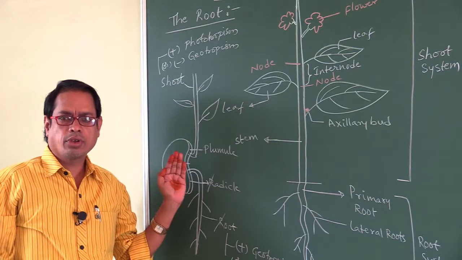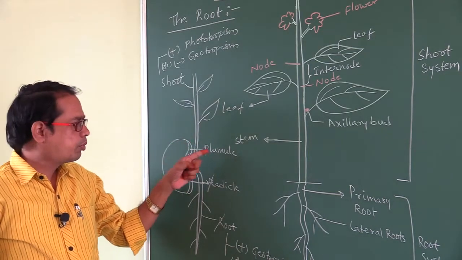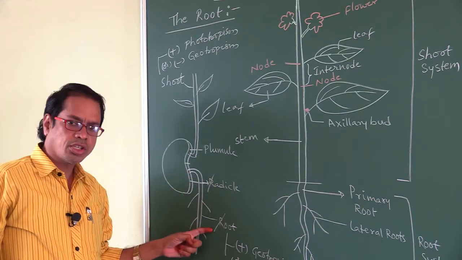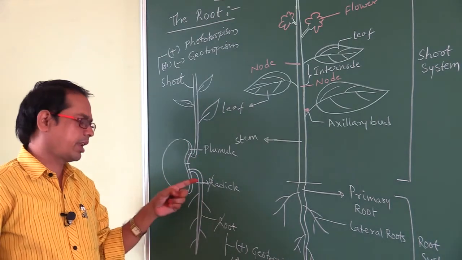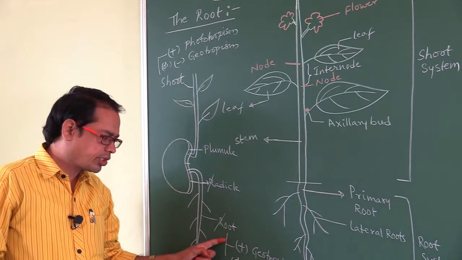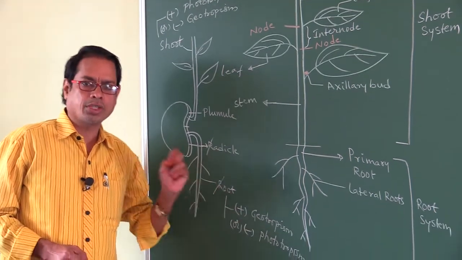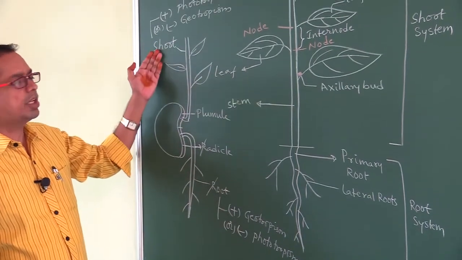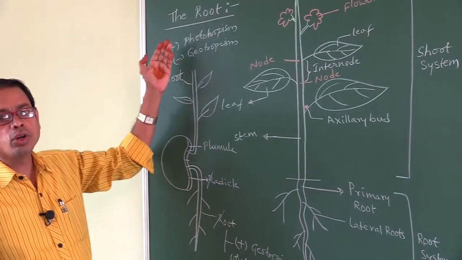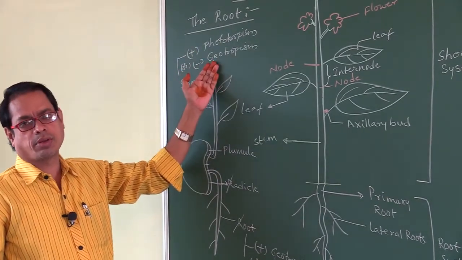So few points you have to recall. Shoot system developed from plumule. Root system developed from radicle. Generally the root is positively geotropic or negatively phototropic. The shoot system is positively phototropic or negatively geotropic.